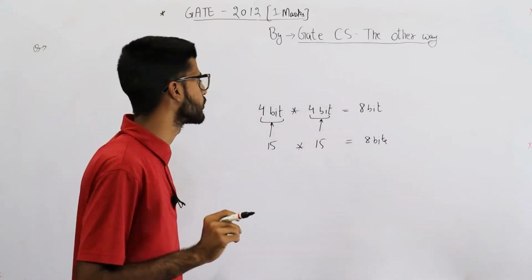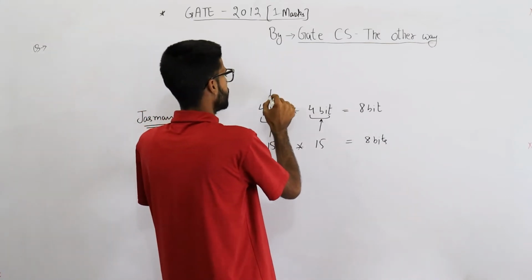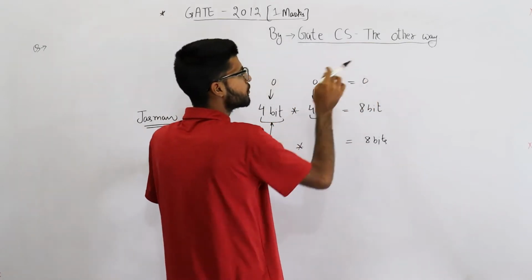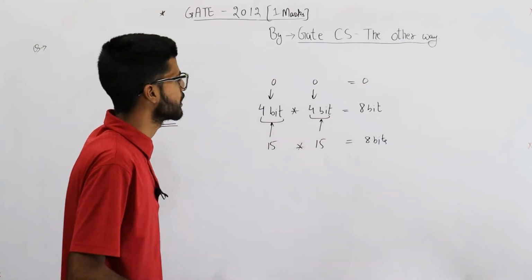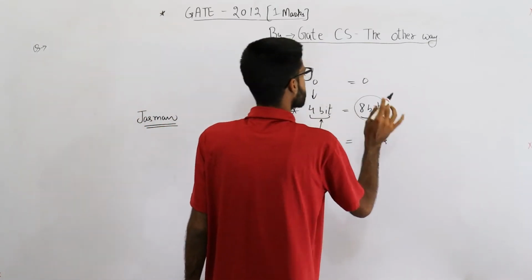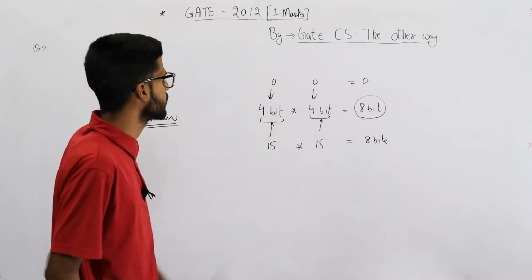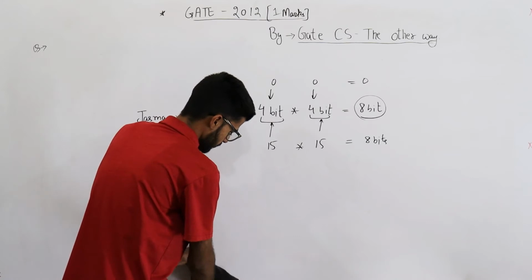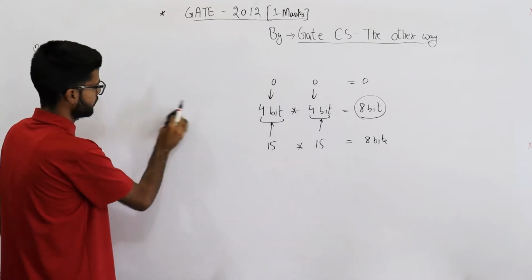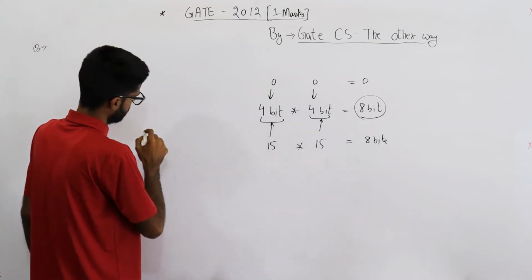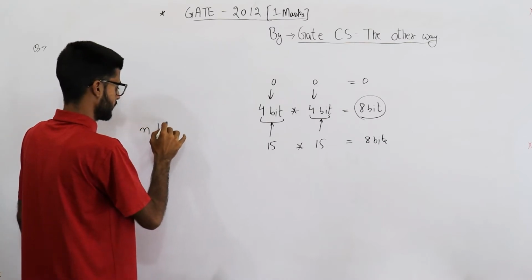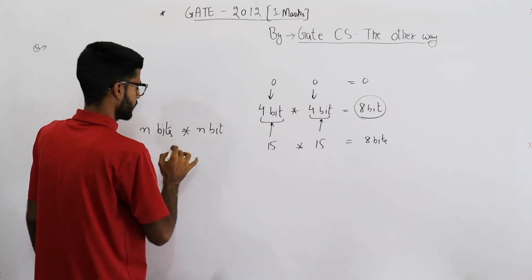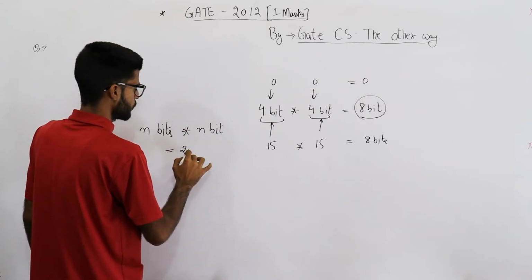Okay, the result could need maximum of 8 bits. Anyways, the result can also be represented in 1 bit. If your first number is 0, second number is also 0, then the result is 0. You can represent 0 in 1 bit. What I am trying to say is, in worst case, the result will need 8 bits. That is 4 plus 4. So you can see, an n-bit number multiplied by an n-bit number might require 2n bits in some cases.